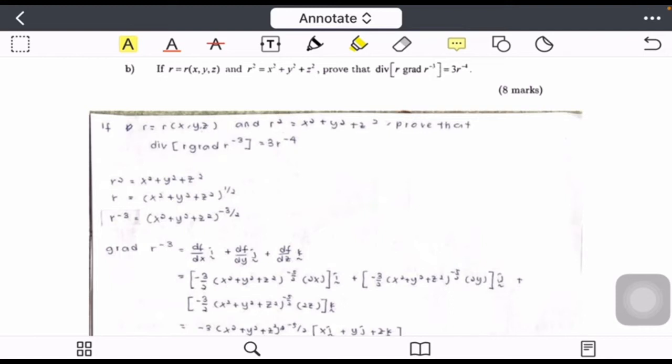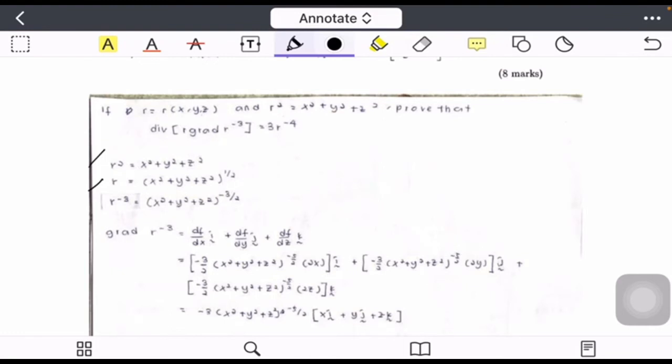So pertama sekali apa yang saya buat ialah saya jadikan r squared jadi r, iaitu saya darabkan both side dengan 1/2. So akan dapat r sama dengan x squared tambah y squared tambah z squared power 1/2. Seterusnya, since soalan minta r power negative 3, saya darab both side dengan negatif 3. So akan dapat r power negatif 3 sama dengan x squared tambah y squared tambah z squared power negatif 3/2.